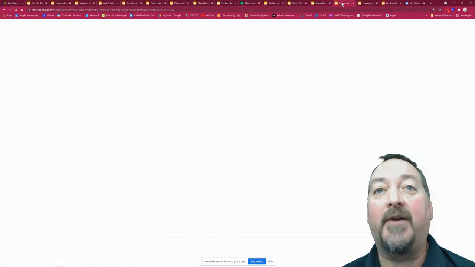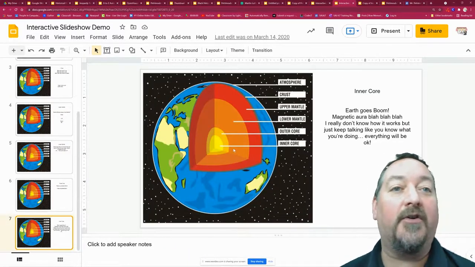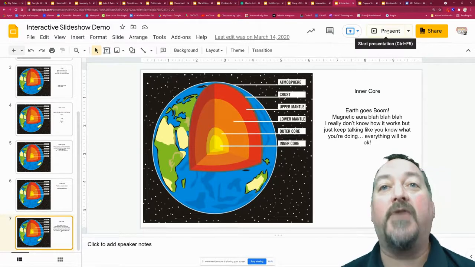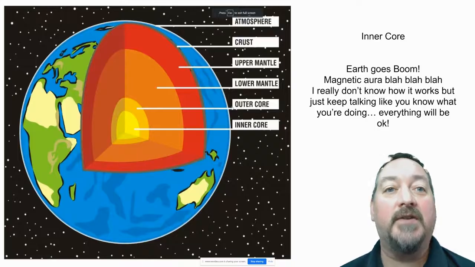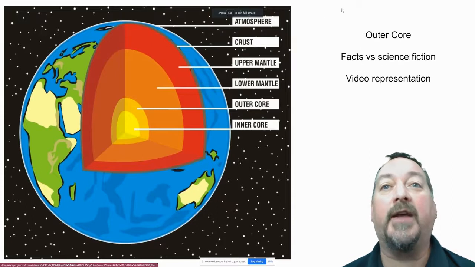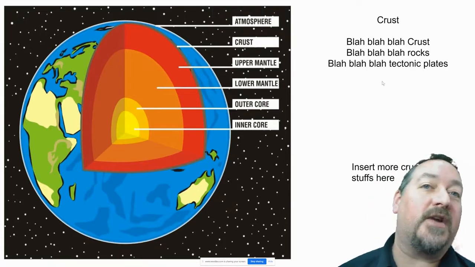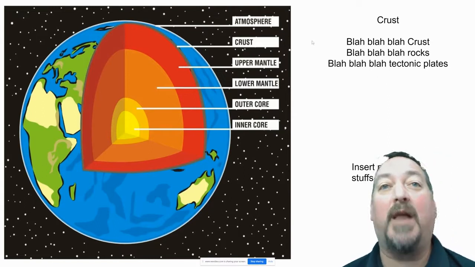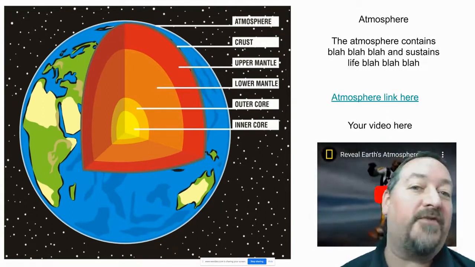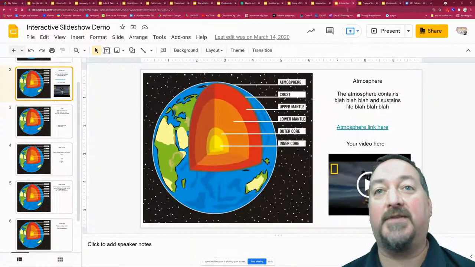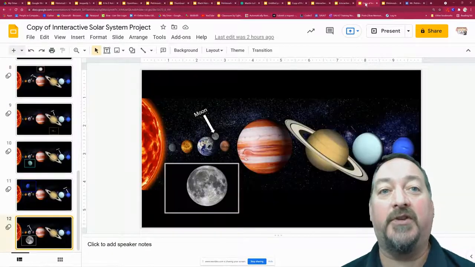I think I have that better on this next one, the Earth's crust interactive presentation. So I can click on the outer core and I go to the outer core page. I can click back on the crust and I can go to the crust page. This is just a sample. That's why it says blah, blah, blah. But you can also insert videos. You can insert links. Just so versatile and useful.